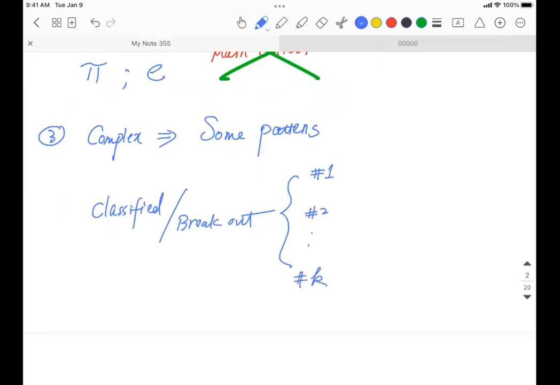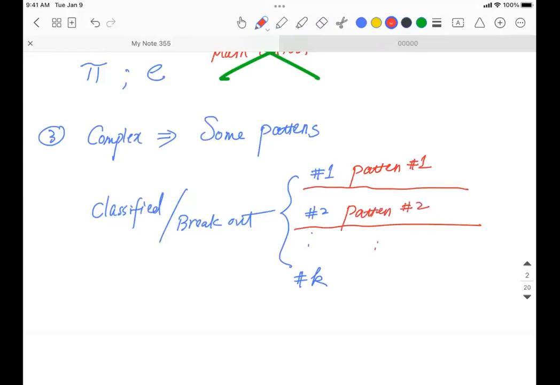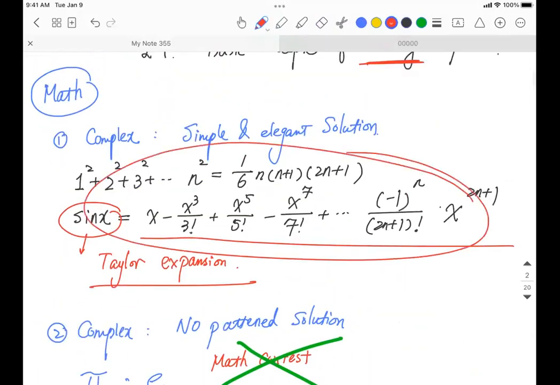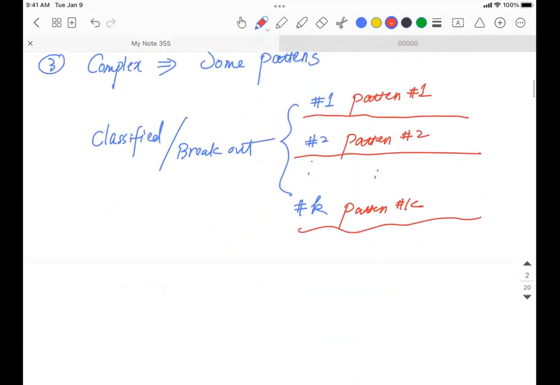Okay? Even though there's no global solution, no global pattern for this problem, as long as you break them out into certain categories, let's say in category number 1, there is some pattern, let's say pattern number 1. And then in category number 2, you have a different pattern, we say pattern number 2. All the way to category number K, pattern number K. So even though you do not have a global solution as elegant as the one for the first category, at least you can break the problem into different small categories and then try to find a pattern for each individual category.